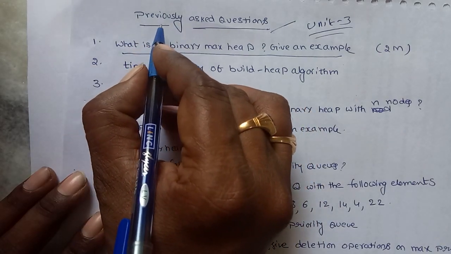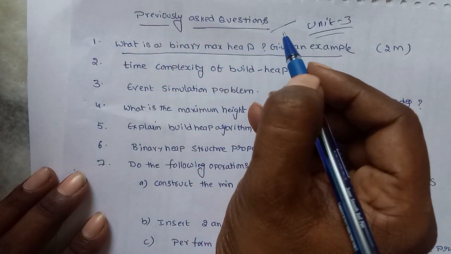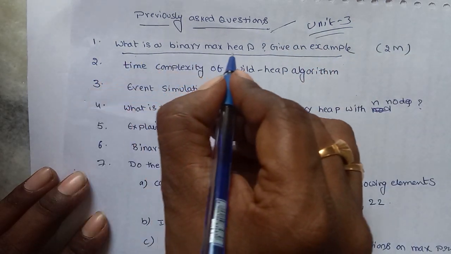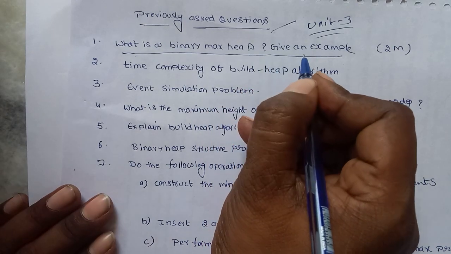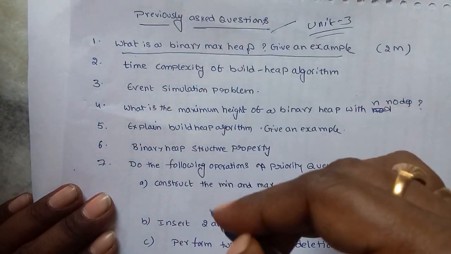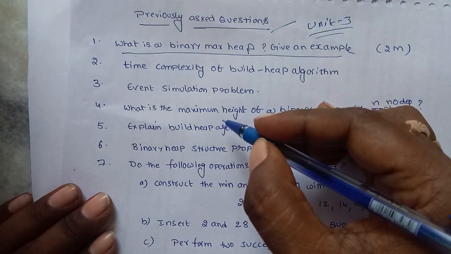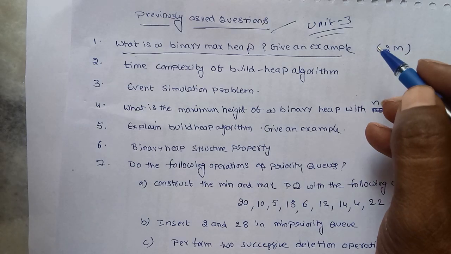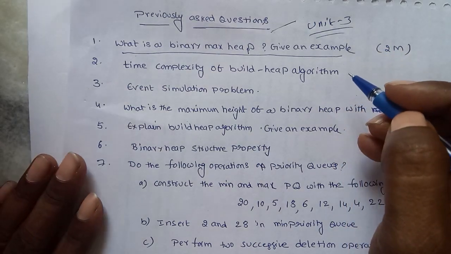Today we will discuss the previously asked questions on priority queues, that is under unit 3. The first question is, what is the binary max heap? Give an example. Okay, we already know the max heap concept. In this session I will explain whether the topic is covered in the previous or not. If the topic is covered, please refer that video, and if the topic is not covered, I will explain.